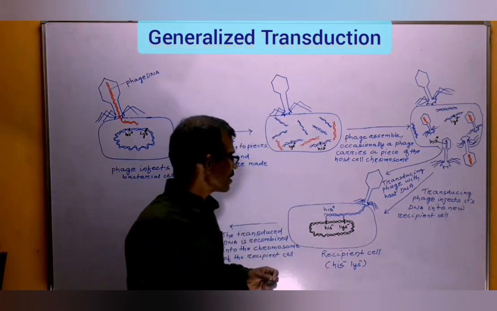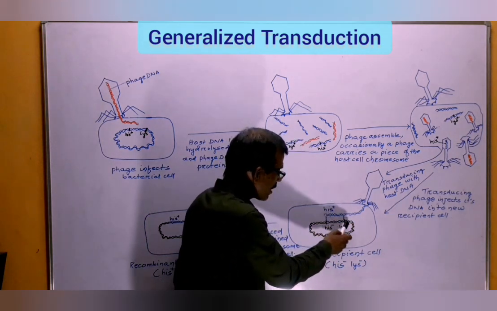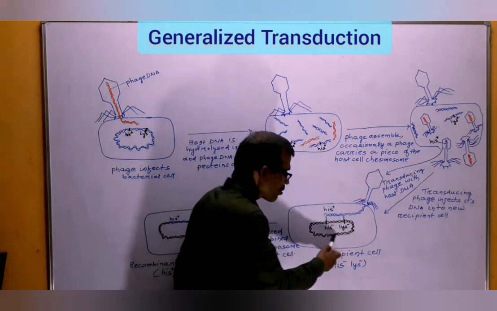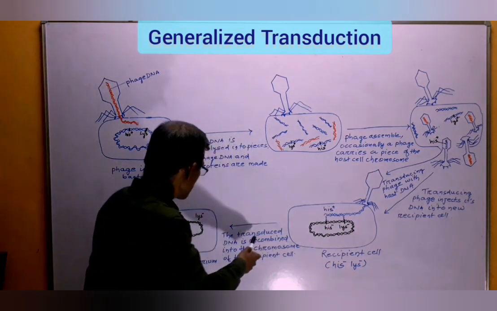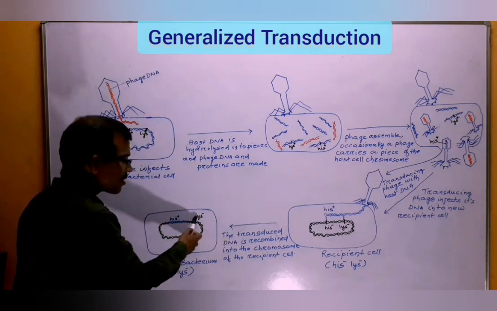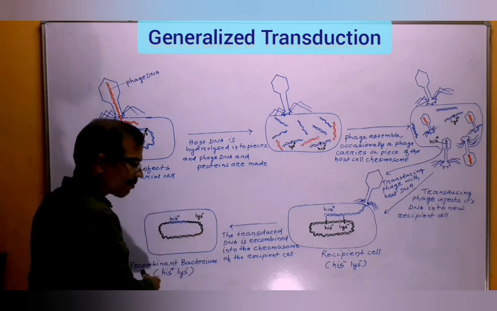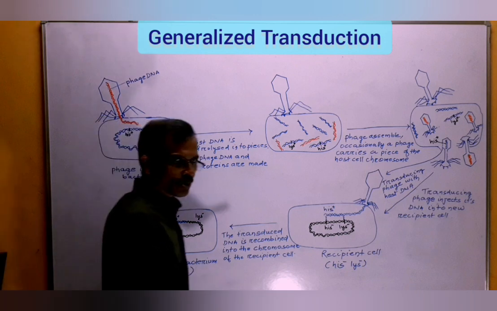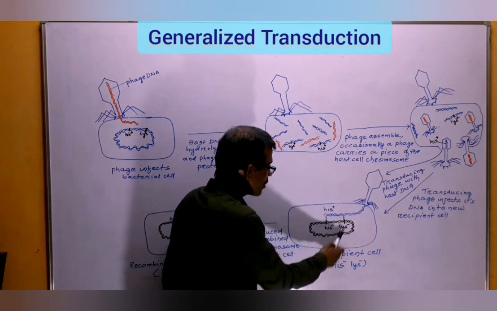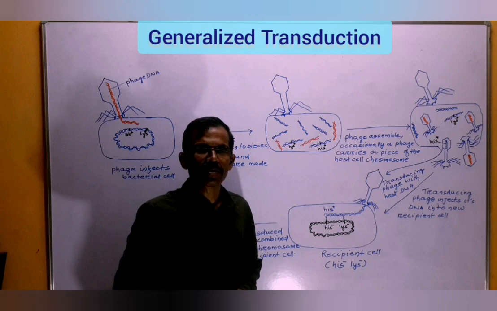Only in a few cases, the transferred bacterial DNA is incorporated into the recipient cell's chromosome by the process of recombination that gives rise to a stable transductant which has an altered genotype. The altered genotype of the recombinant bacterium is due to the integration of the transferred DNA into the recipient cell's chromosome. This is about generalized transduction.